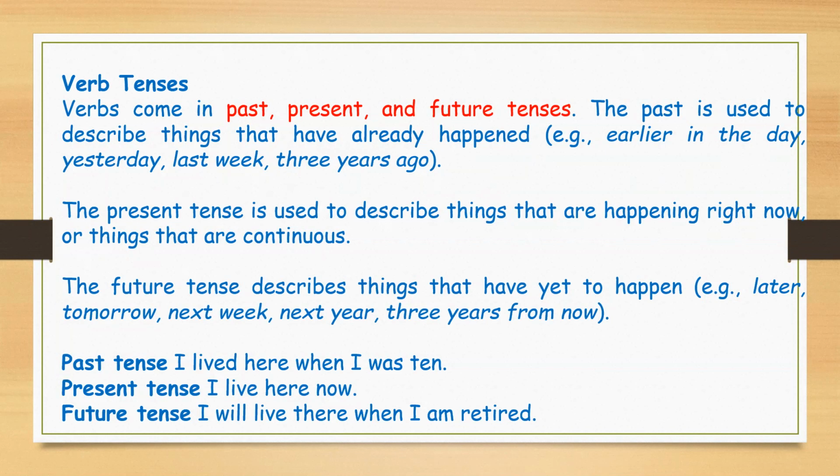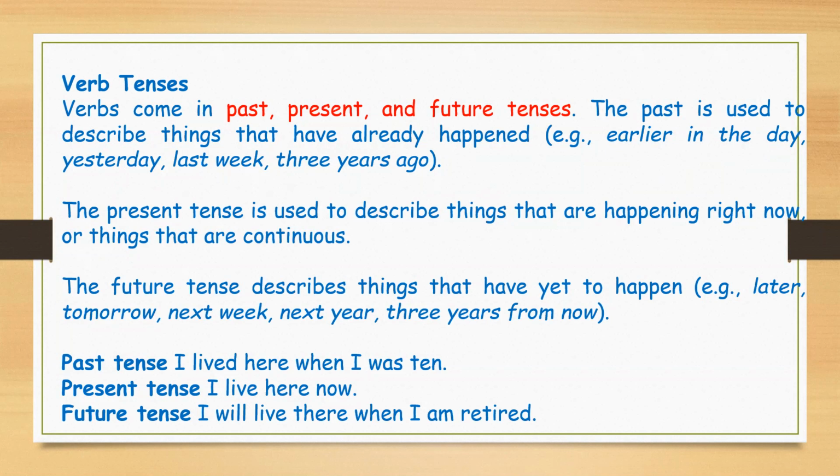So I'll give you short examples for past tense, present tense, and future tense. Past tense: I lived here when I was 10. So the word I lived. Live is present, lived, adding ed, is past. I lived here when I was 10. I was means it is also past. Then present tense: I live here now. So live is a present tense and now is also at present.